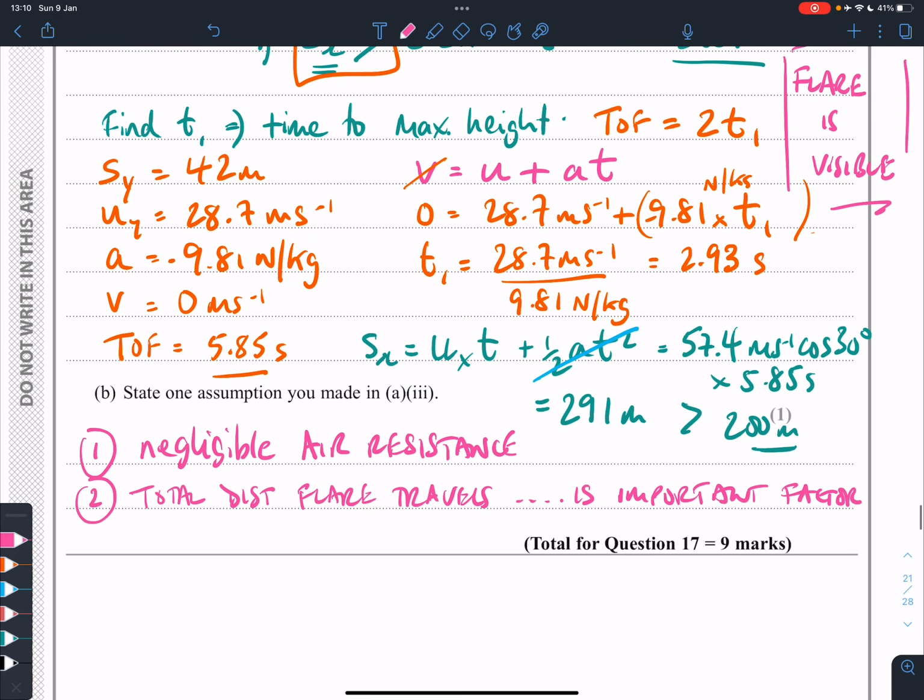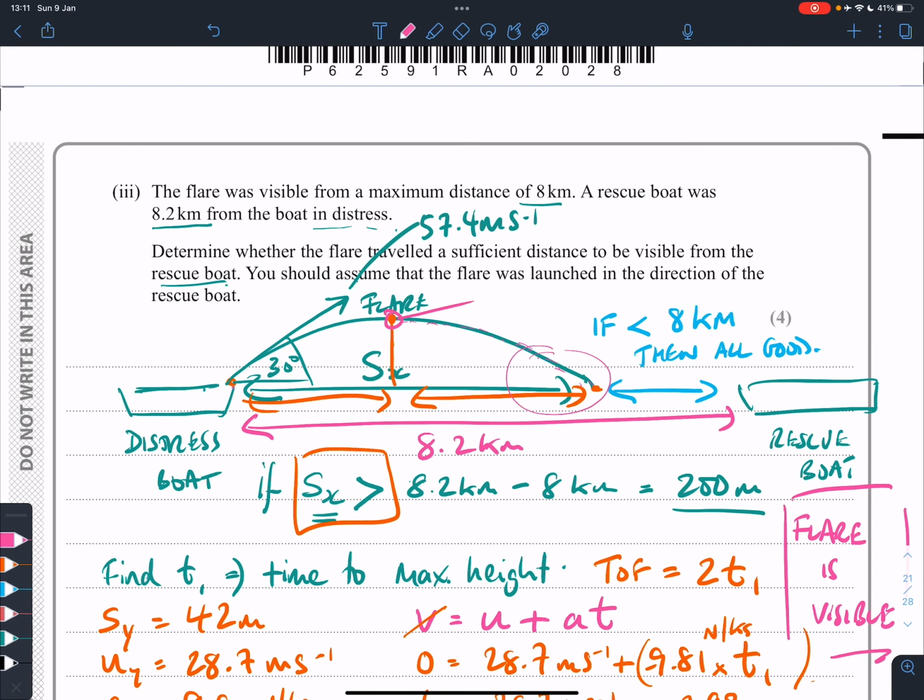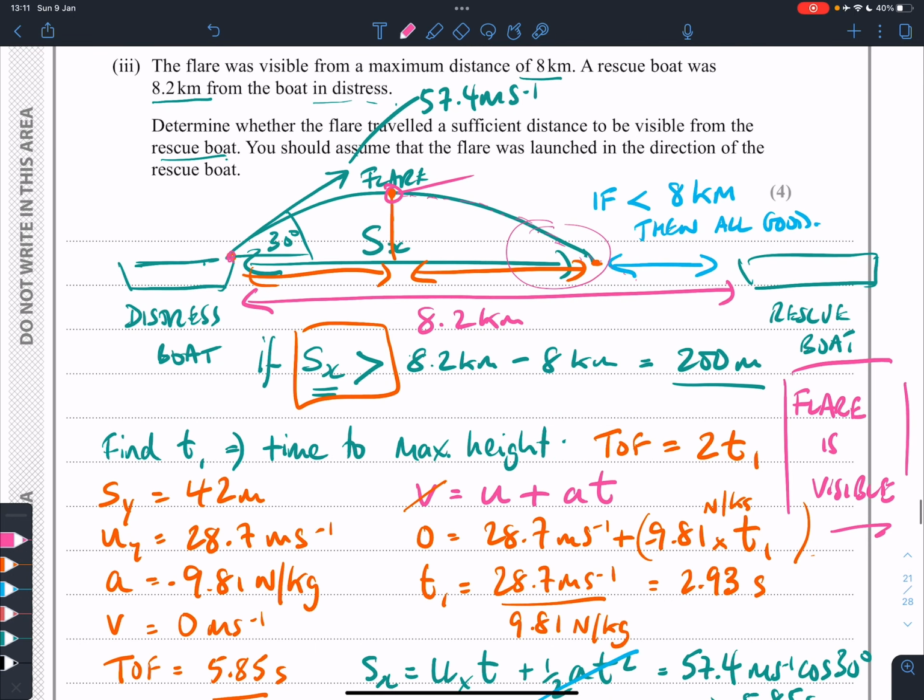I guess a third thing is that the flare hitting the sea isn't a big deal. Because actually, it's going to go a little bit further before it hits the sea, because the boat was not quite at sea level. It was probably a couple of meters above sea level. It's not going to make a big difference, but there you go.